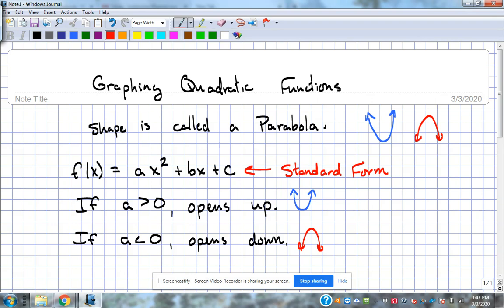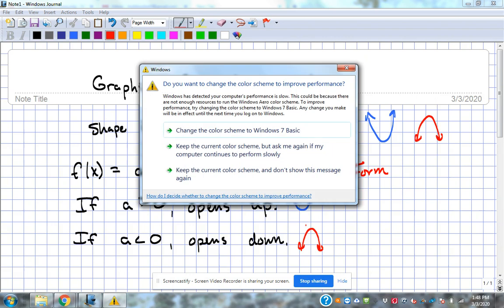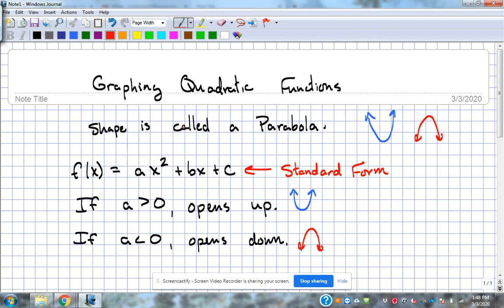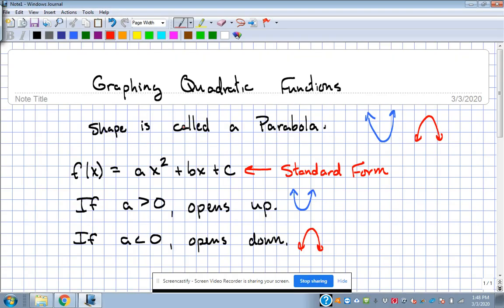All of that, the direction this thing opens, is decided by the number that's in front of x squared. If it's in standard form, a decides that. The beautiful thing is, when we go to the other forms that we're going to talk about today, this a does all the same things, no matter which form we have. So no matter what form we're in, they're all going to have an a in there. And if a is positive, it's going to open up. If a is negative, it's going to open down.